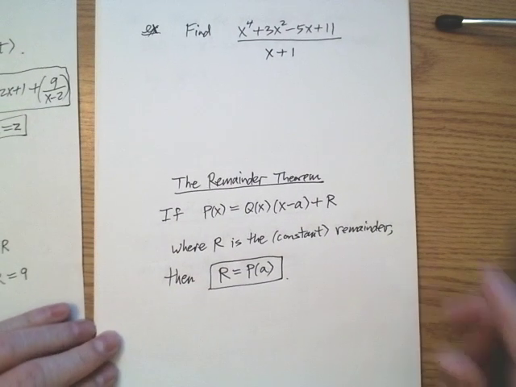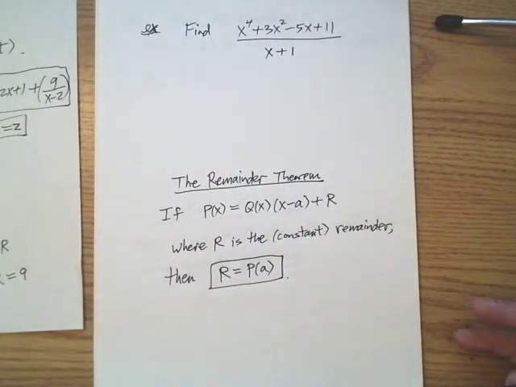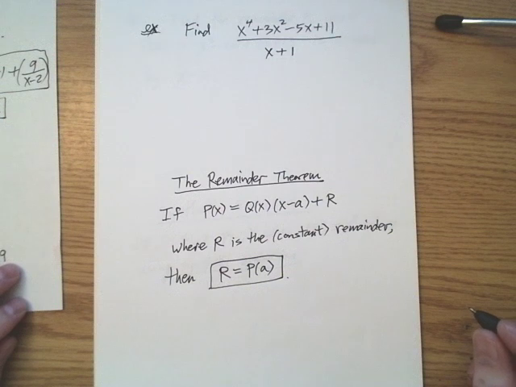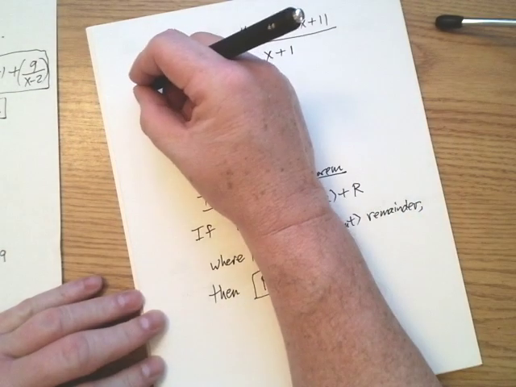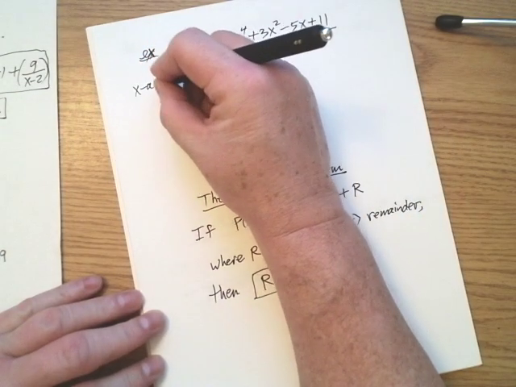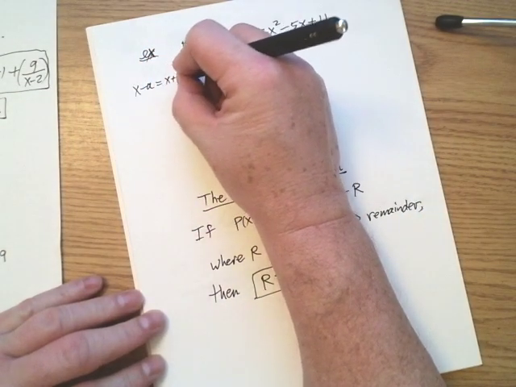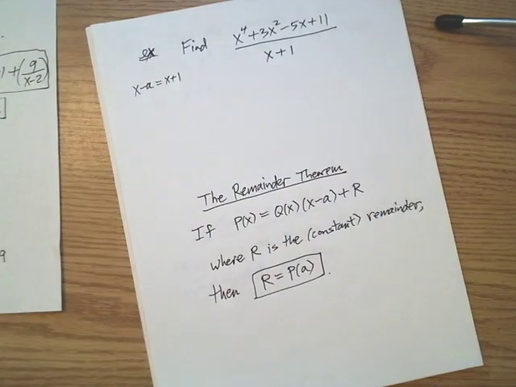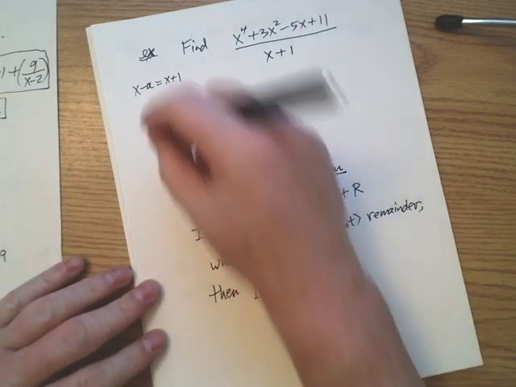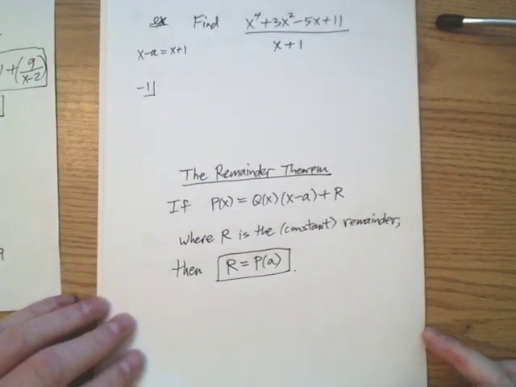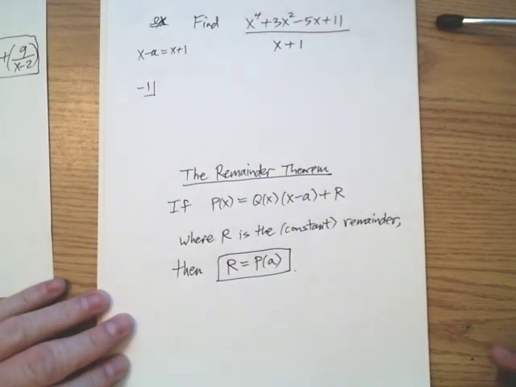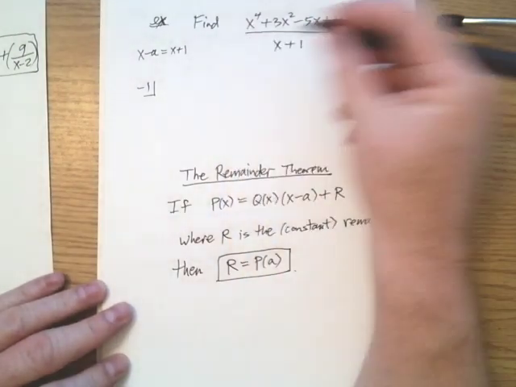Let's use synthetic division on this one: x to the fourth plus 3x squared minus 5x plus 11, and then I'm dividing that by x plus 1. Okay, you can do this mentally if you want, but it's not a bad thing to do. x minus a equals x plus 1, so you see that a is actually negative 1. Remember, you've got to get the sign right on that, otherwise you're wasting your time.